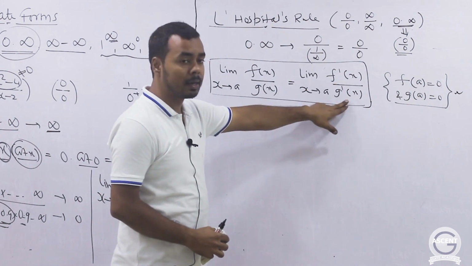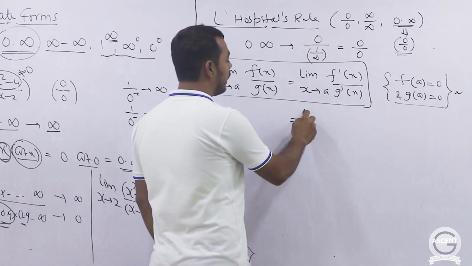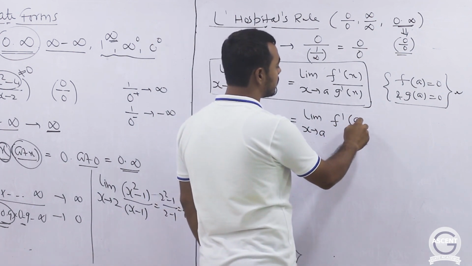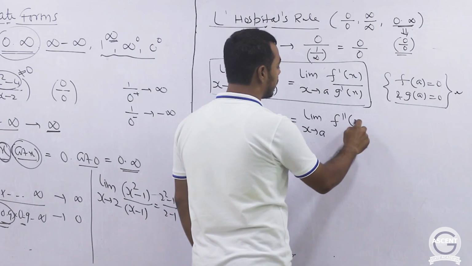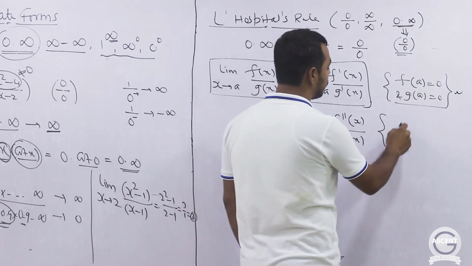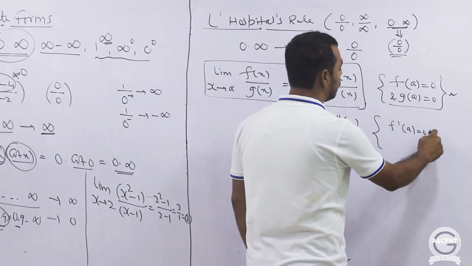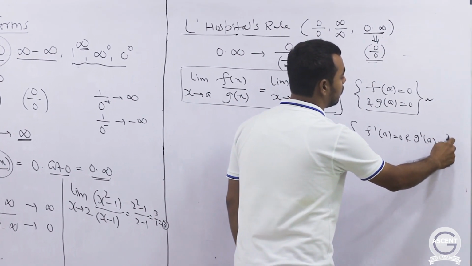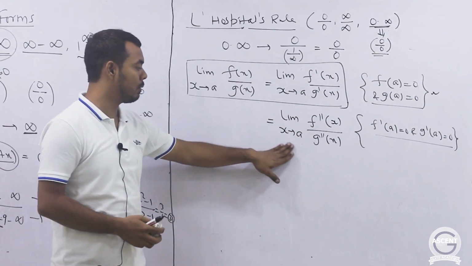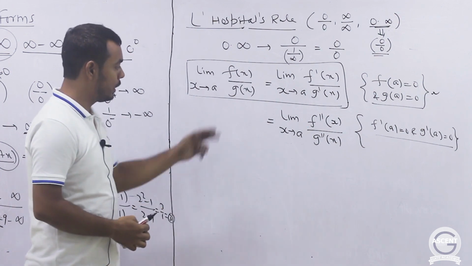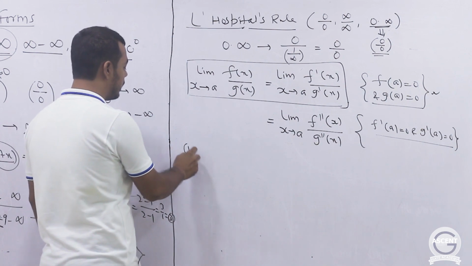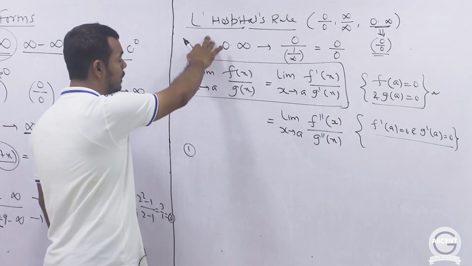But if you are again getting indeterminate form, then again you can differentiate this, and this will be limit x tending to a, f double dash x, the second derivative, by g double dash x. But remember that you can use this only when f dash a is 0 and g dash a is 0, or these two are infinity. Only when you are getting infinity by infinity indeterminate form, then you can again differentiate that result.